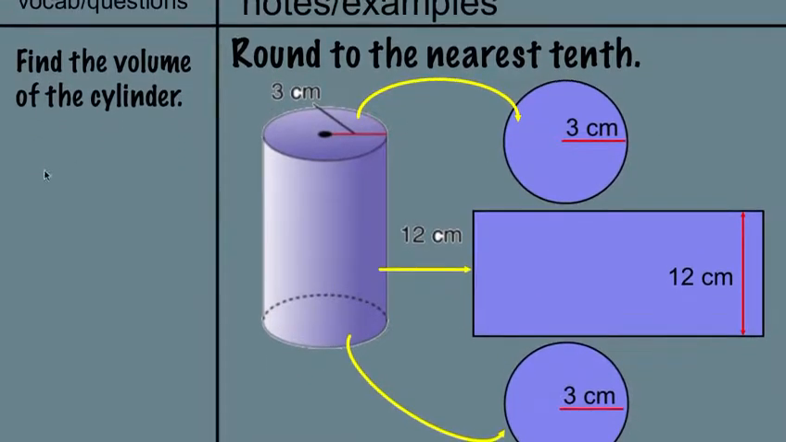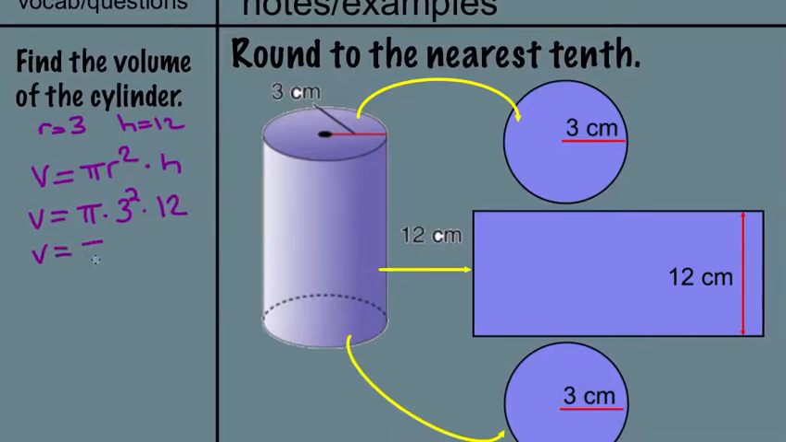Let's just look here. Volume equals pi r squared. That's how I find the area of a circle, which is the base of the cylinder, then times the height. The radius is 3, which we can even label. That would be helpful too. And the height is 12. Volume equals pi times the radius, which we determined was 3 squared, times the height of 12. Volume equals pi times 9 times 12.